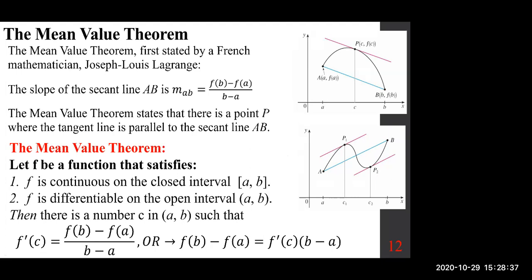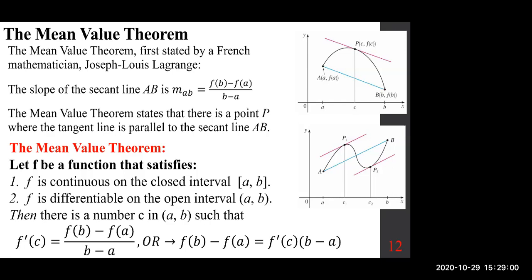The mean value theorem was discussed. So the mean value theorem, first stated by a French mathematician, Lagrange: the slope of a secant line, which is f of b minus f of a over b minus a, means there is a point where the tangent line is parallel to the secant line.